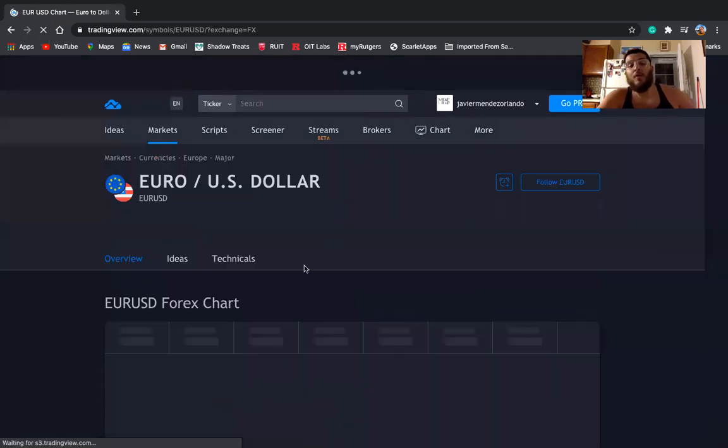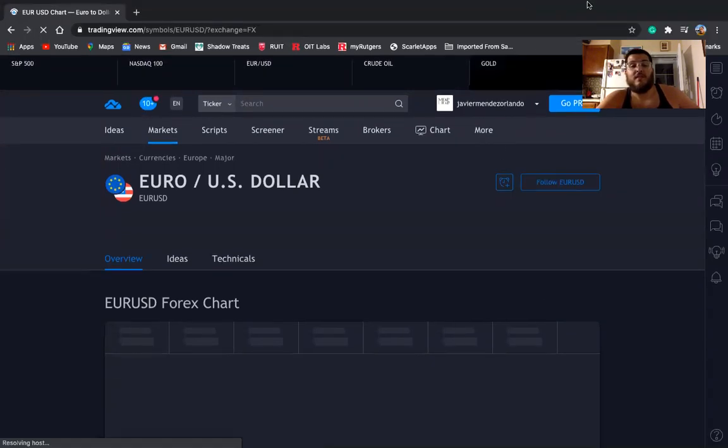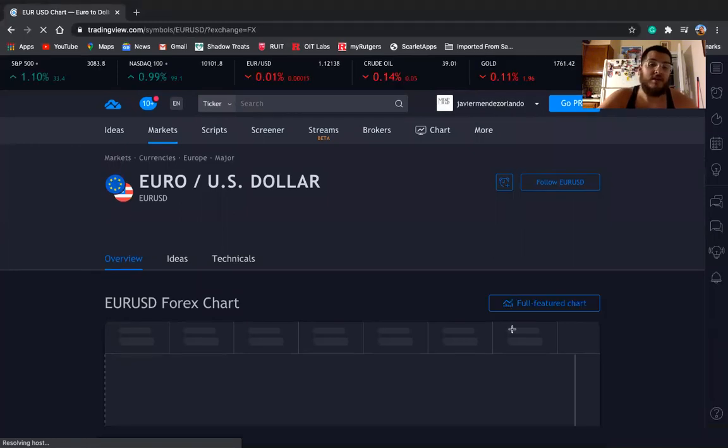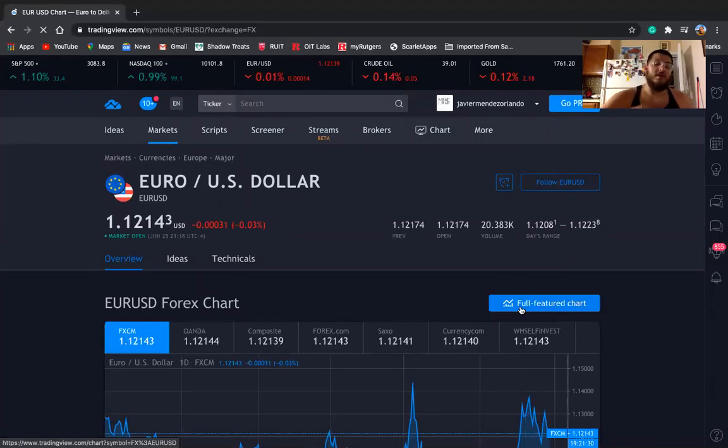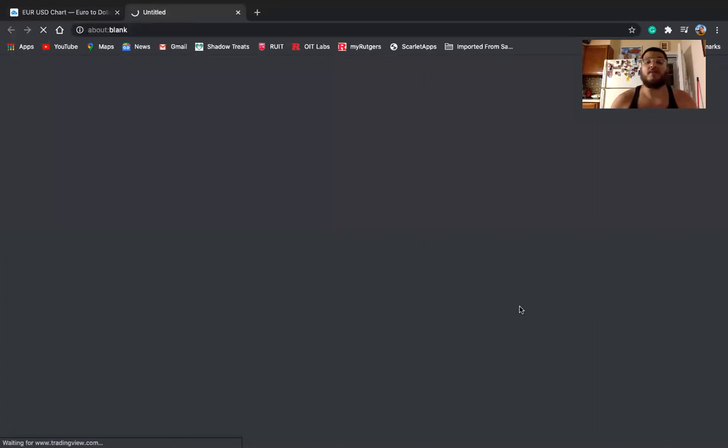FXCM. When you open that up, you can go ahead and on this lower right corner, my Wi-Fi is bad right now. Hey, this is not acting like that when I pull this up. You put up a full feature chart, and so that'll pull up as the chart for you, right?